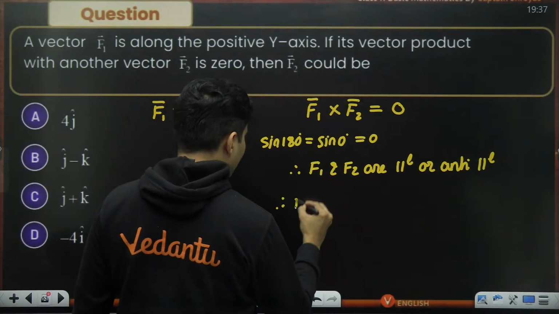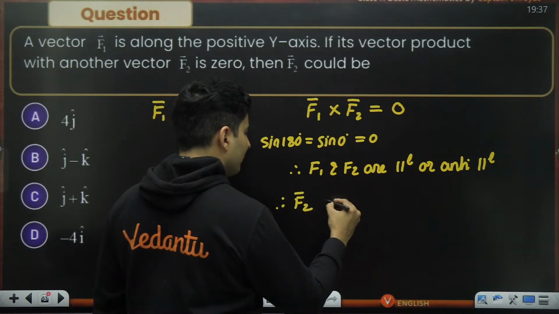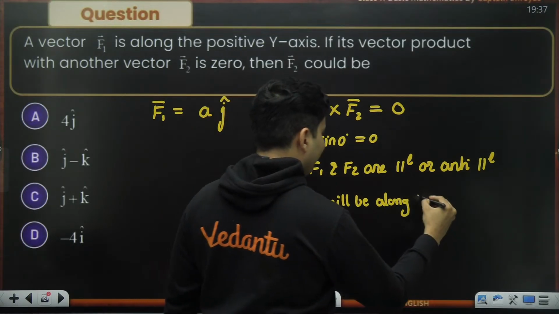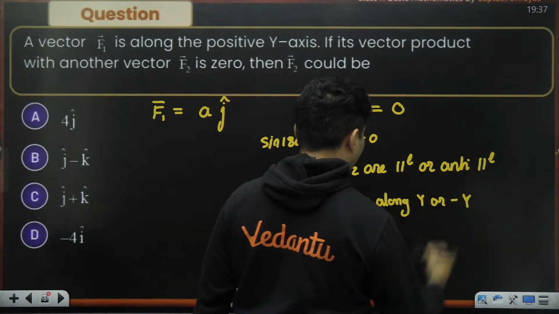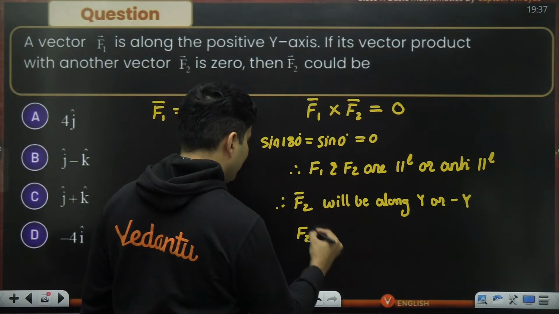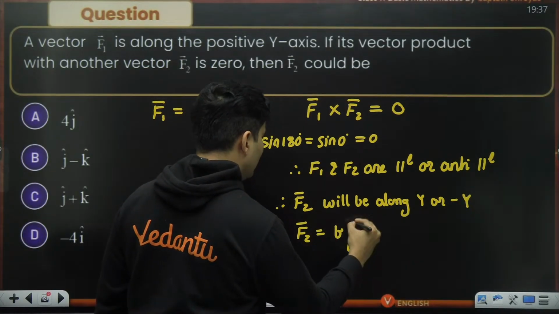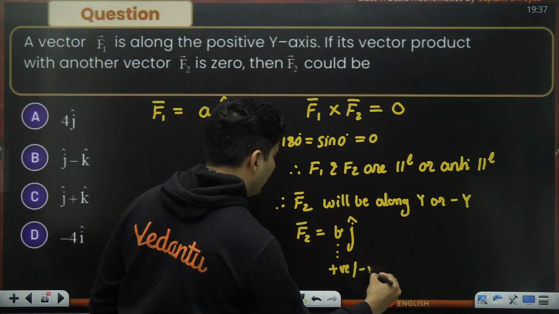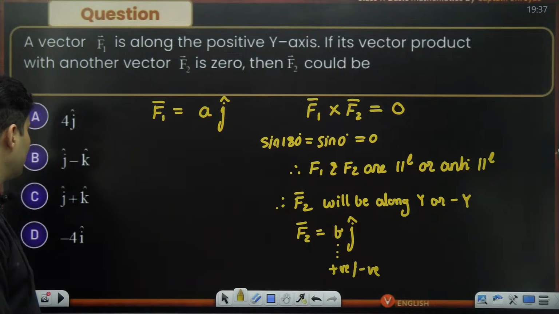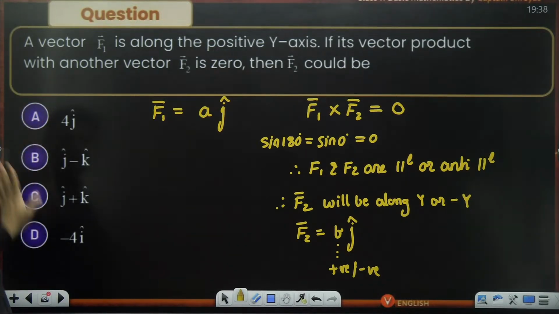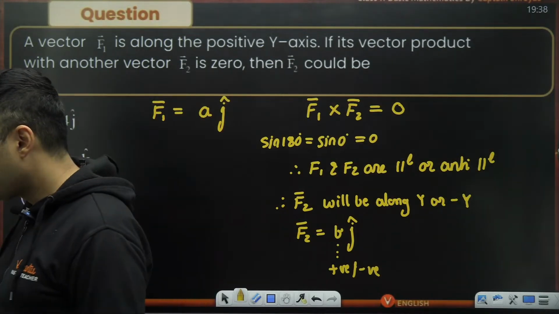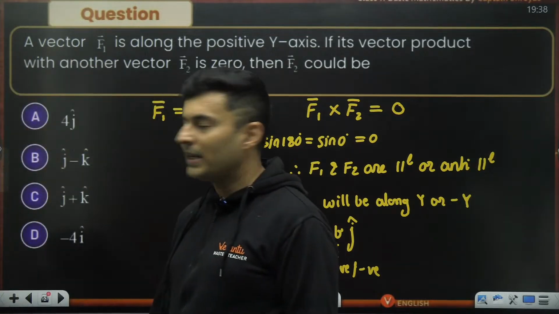So that means F2 will be along y or negative y. But whatever it is, F2 will be some constant B into j cap. B can be positive or negative, anything. It will be definitely along j cap. So I think it can be only A. These are along some other direction. So hence the answer will be option A. Is this absolutely clear, everyone? Very good, Rama. Perfecto. Amazing.